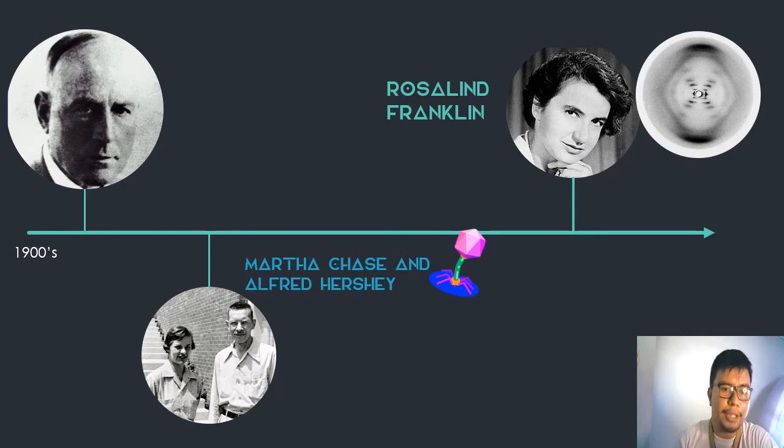So after the experiments of Griffith, Avery, McCarty, and MacLeod, we have the following scientists: Martha Chase and Alfred Hershey, then Rosalind Franklin, as well as Francis Crick and James Watson. So let's proceed.